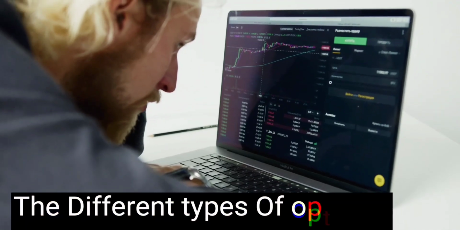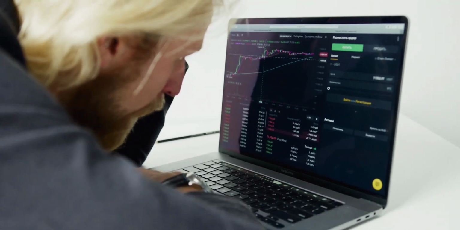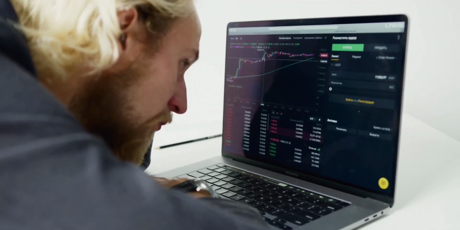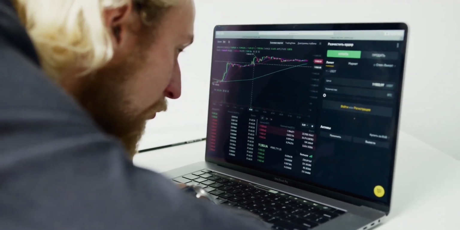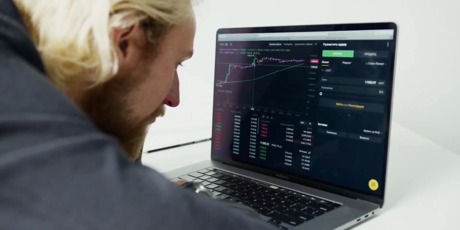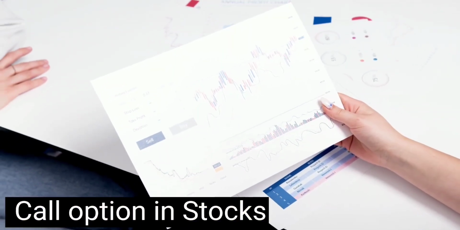The different types of options. To form your knowledge base in options trading, start by getting familiar with the different types of options you can trade. The 2 basic categories of options to choose from are calls and puts. What is a call option in stocks?